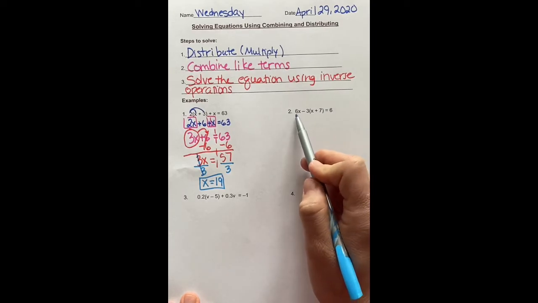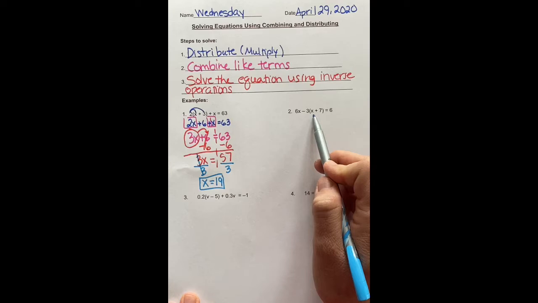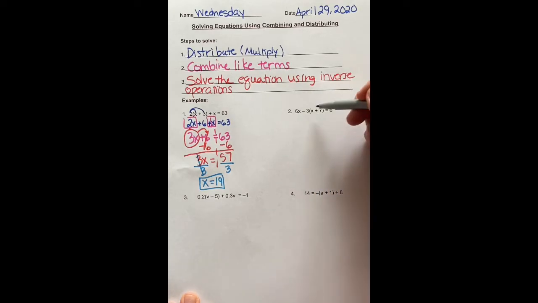All right, so let's move on to example number 2. So we have 6x minus 3 times x plus 7 equals 6. So I have this 3 multiplying with the x plus 7. It's a negative because of the minus sign in front of it. So I have to make sure I apply that to both of my terms.